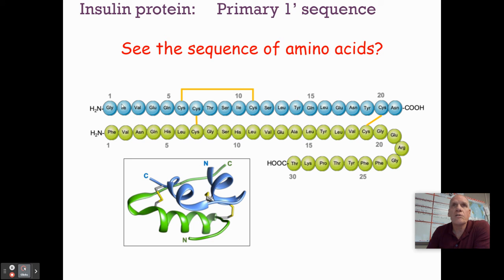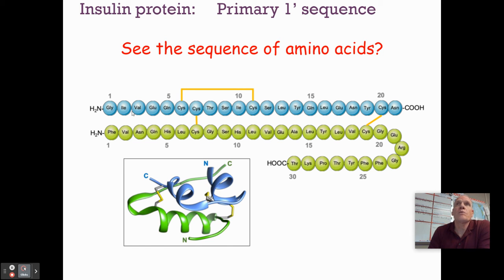Each one of these little dots represents an amino acid. I told you there are 20 different amino acids. This is the amino end, the H2N, and this is the carboxyl end. This is that COOH. So there'd be a carbon double bonded to an oxygen, and then another single bond to an OH group right there. So that would be the sequence of amino acids. And this one is 30 amino acids long. This is insulin, which plays a role in sugar regulation.